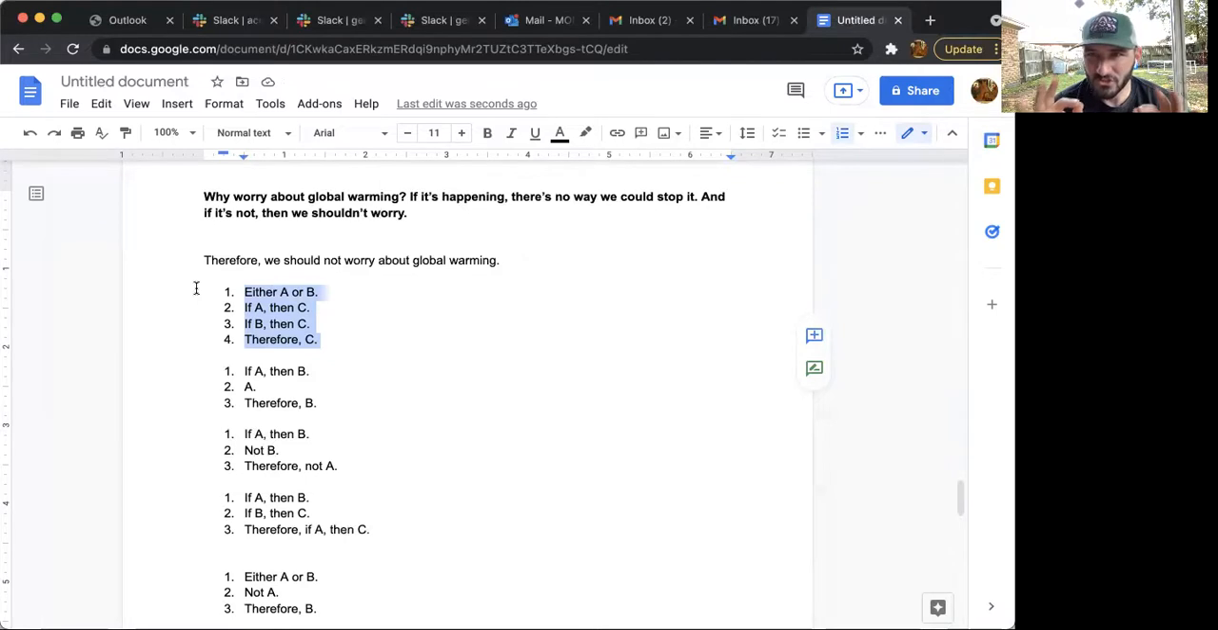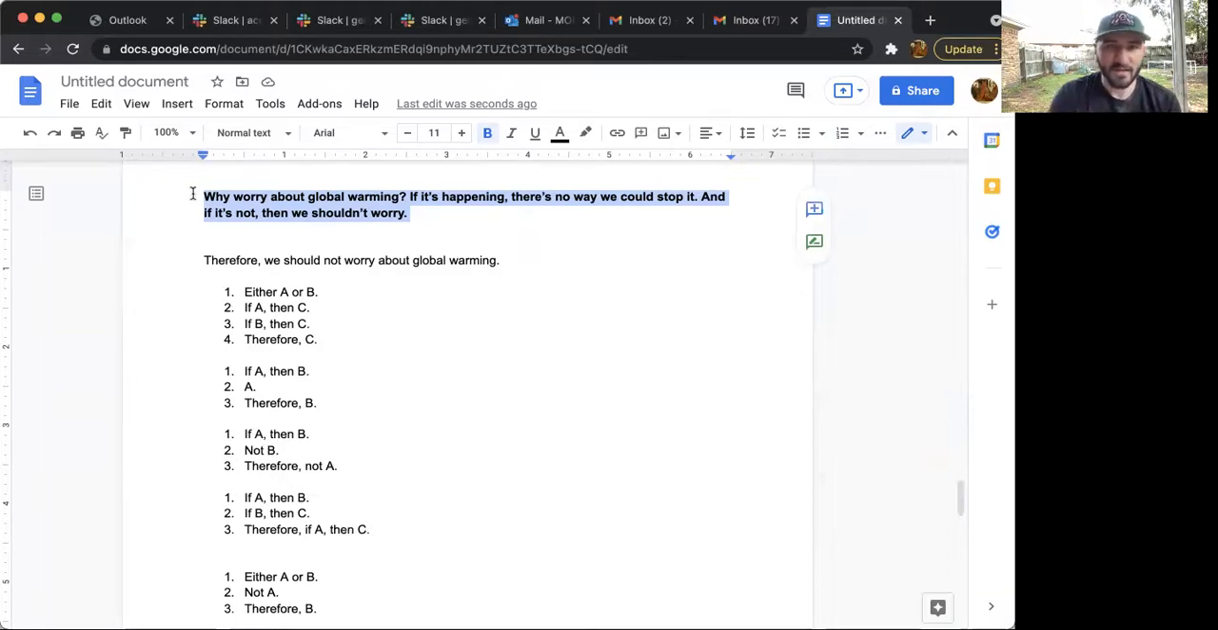Now, what I want y'all to do, if you couldn't get it yet, is take this first pattern, knowing that this is the conclusion, therefore we should not worry about global warming, and see if you can take this excerpt and fit it into that pattern. So pause now and do that.